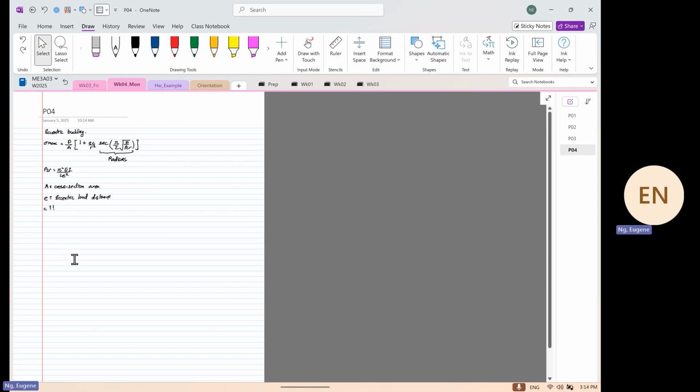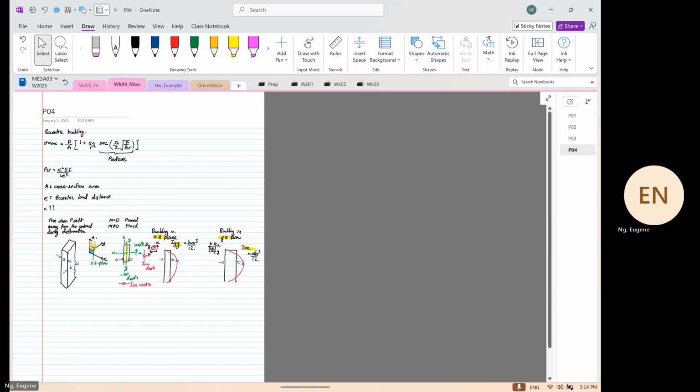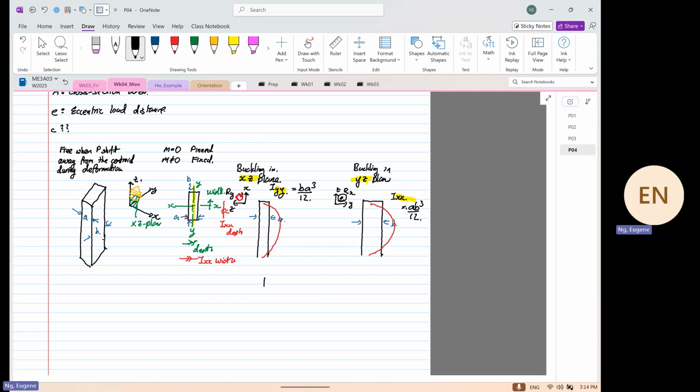Okay, so over here, the difference is this. If you look at IYY, for this case, buckling in the, if this is your IYY, this is your distance C. So C is equal to A over 2.